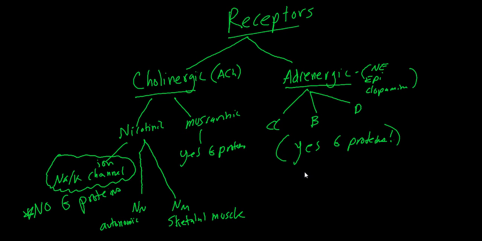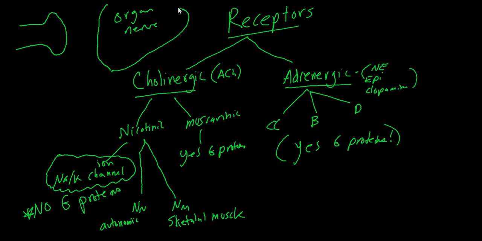So this is the basics. Just realize G proteins are on pretty much everything except for this nicotinic receptor. When I say receptor, I guess I should have drawn this. We have a nerve terminal here, and then we've got either another nerve or an organ. So I'm going to write organ or nerve. And this is our nerve or target organ, whatever we want. We're going to secrete, let's say, ACH.